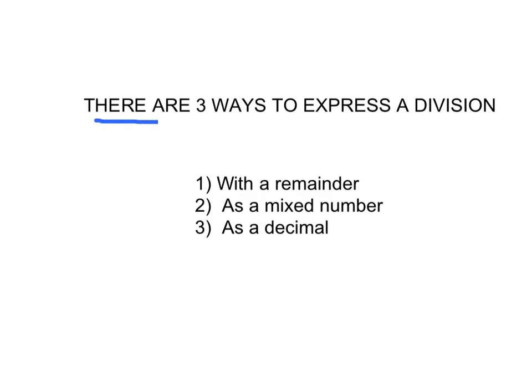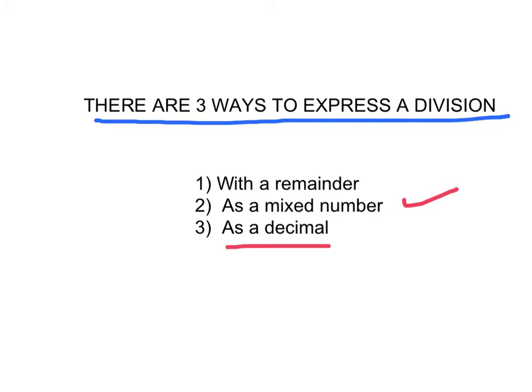There are 3 ways to express a division: with a remainder, as a mixed number, and as a decimal. It will depend on the classwork, but most of the time we will be working with the mixed number, though there will be some times that you will be asked to do it as a decimal. Let's do our first problem.